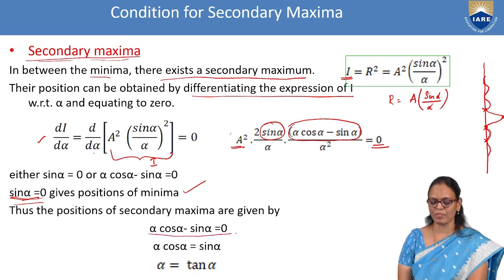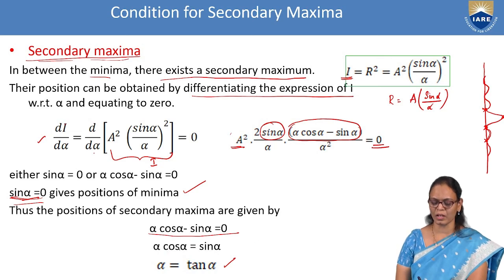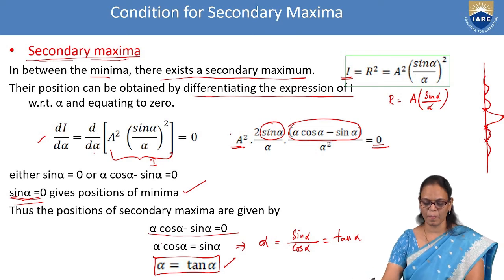So we have taken alpha cos alpha minus sin alpha is equal to 0, or we rearrange the terms to get alpha should be equal to tan alpha. So we have alpha is equal, if we write here alpha, it will be sin alpha upon cos alpha. So sin upon cos will be equal to tan. So what we are getting here is alpha is equal to tan alpha.